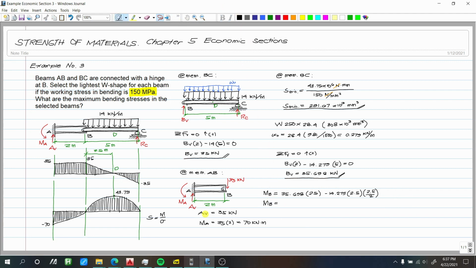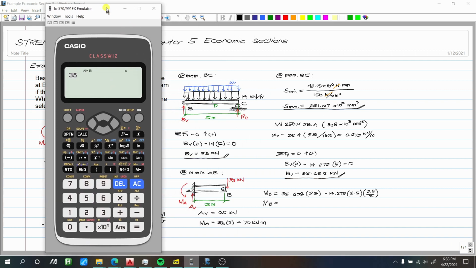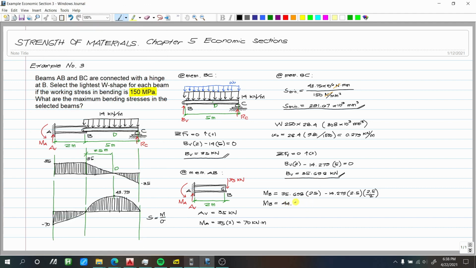So, yung moment at B natin is 35.698, sorry, multiplied by 2.5 minus 14.279 multiplied by 2.5 multiplied by 2.5 over 2. Yeah, so 44.623. Okay, that is kilo Newton meter.